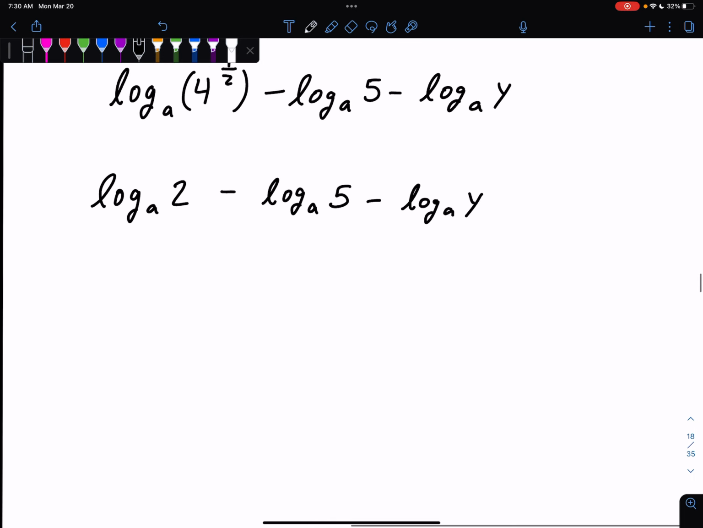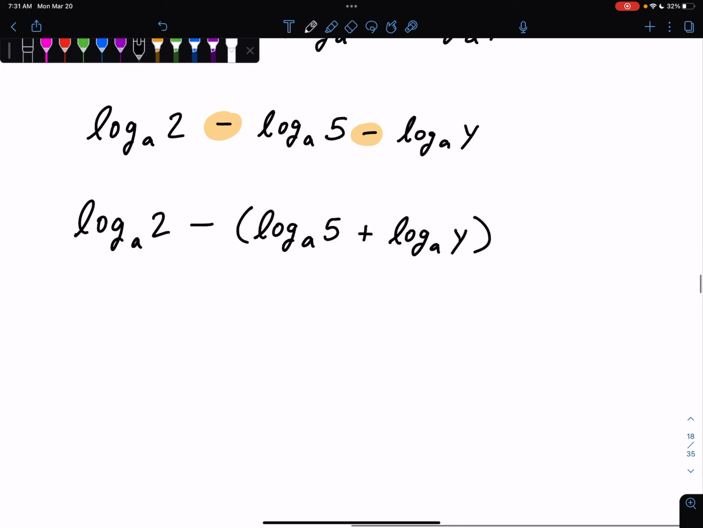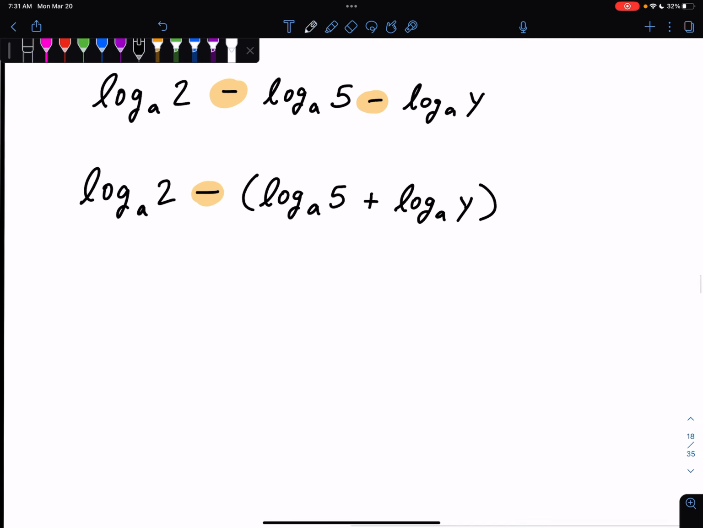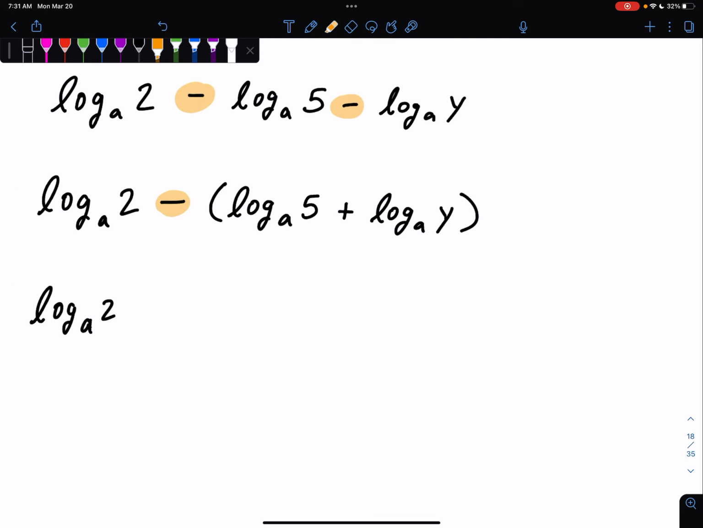Okay, next up we're going to do, see how there's 2 negatives here? That means both of those are negative. So I bet log base a of 2 minus, if I grab this whole thing, log a of 5 plus log base a of y. Okay, there we go. So all I did was I factored out that negative because both of those are negative. So now it's here. What this tells me is that's going to be my denominator right there. And I know it's going to be my denominator because way in the beginning, they were both negatives. See right here, they're both negatives. That means that the 5 and the y are going to be my denominator.